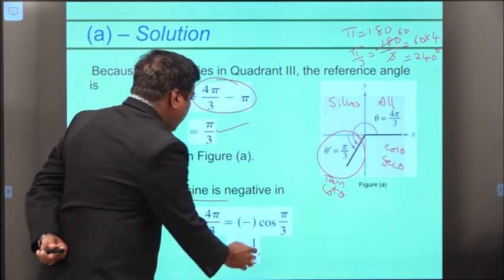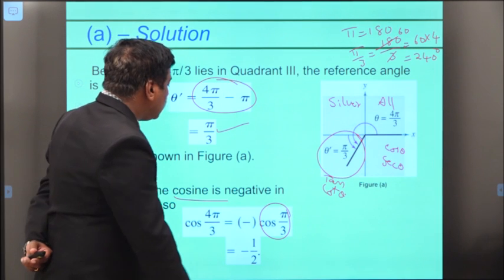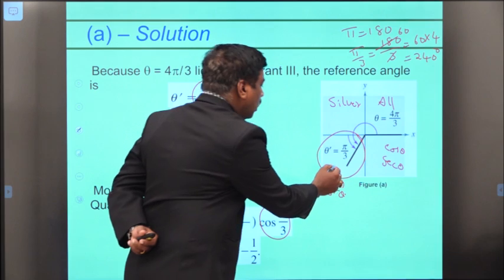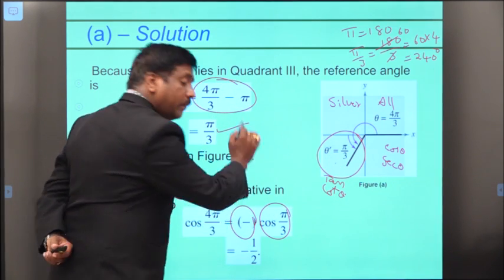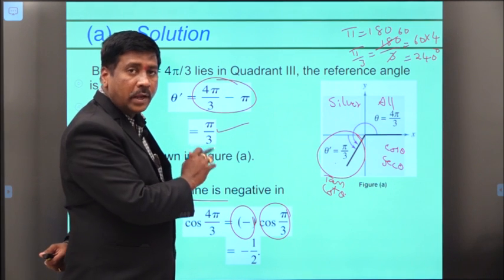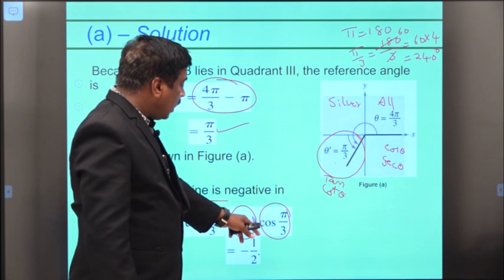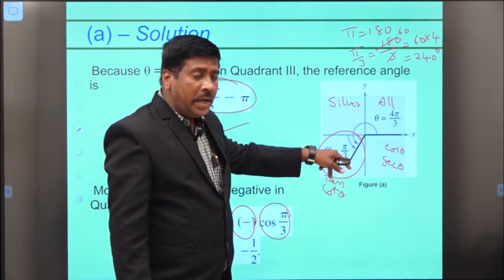So, cos 4 pi by 3 means cos 60 degrees. In this case, the cos value in the third quadrant is negative. That is why we have to take this value as negative. Please all of you keep this in your mind. This is very, very important, because of how we have to take the negative value. So cos is negative in the third quadrant.